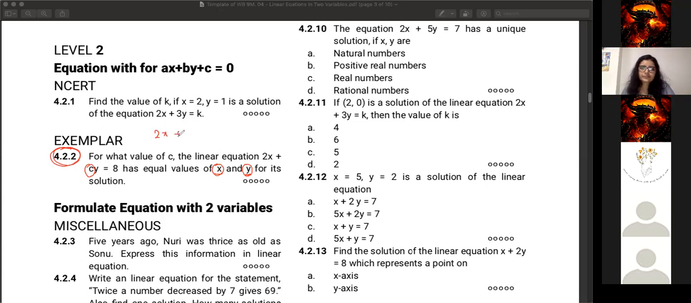So we have 2x plus cy equal to 8. If equal values of x and y hona chahiye, matlab x equal to y. So let's substitute this here. Actually, Swayam already got the answer, okay. 3 specific values you got. Is it correct? I am doubtful. Let me work it out and check.